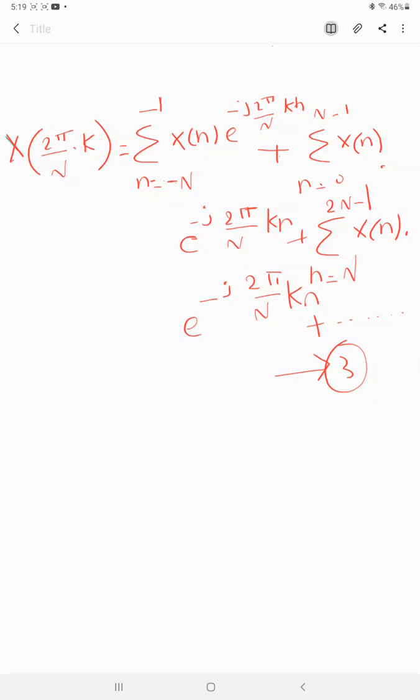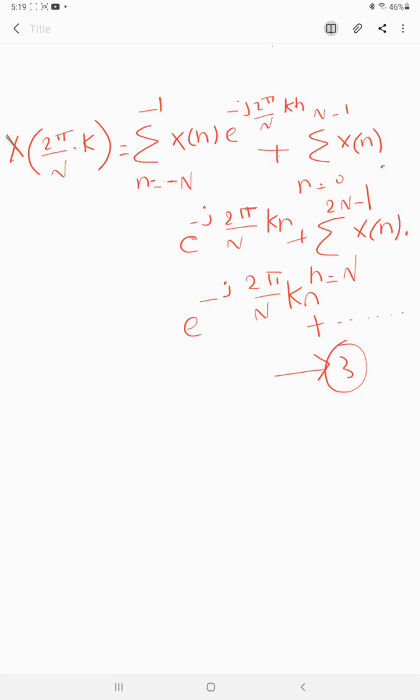In this video, we are continuing from the previous video, frequency domain sampling and reconstruction of discrete signal. In the previous video, we have discussed till here.